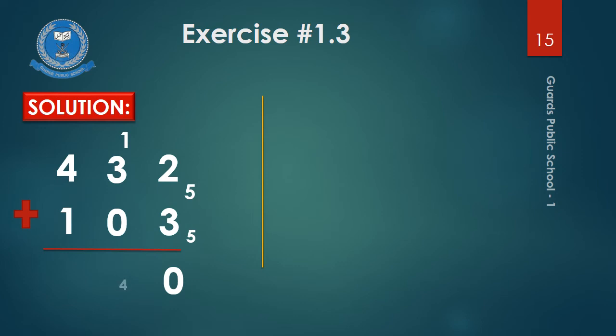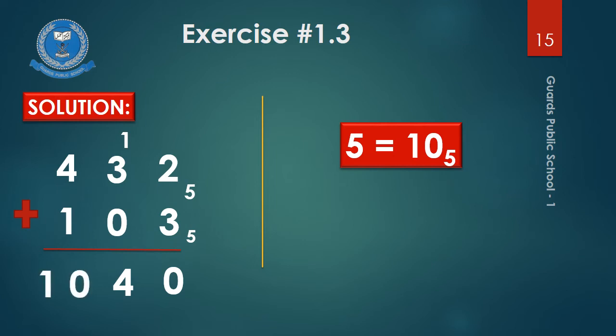3 plus 1, 4. Write down 4 because 4 is a base 5 digit. And then 4 plus 1, 5. Again, we cannot write 5 because 5 is not a base 5 digit. It is equals to 1 0 with base 5. So write down 1 0. In the end, write down base here, and the answer for addition only is 1040 with base 5.